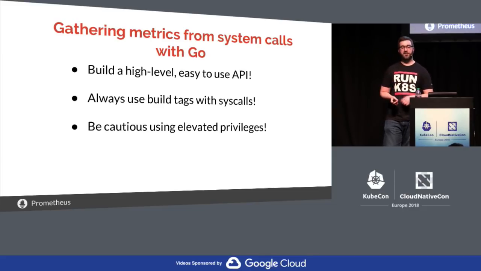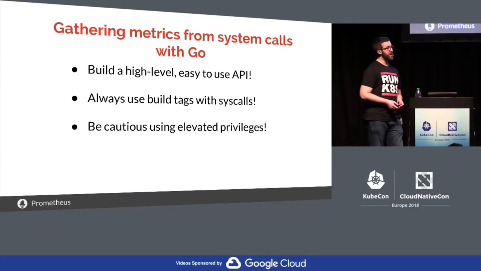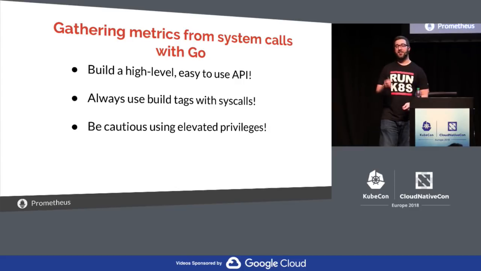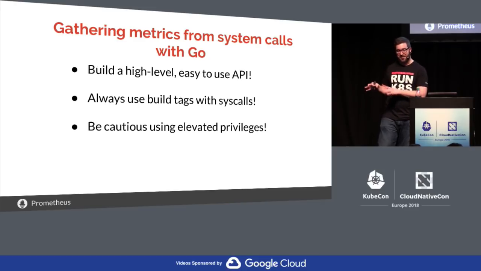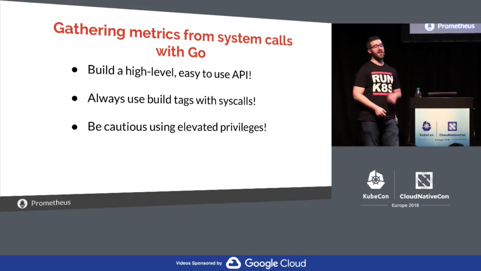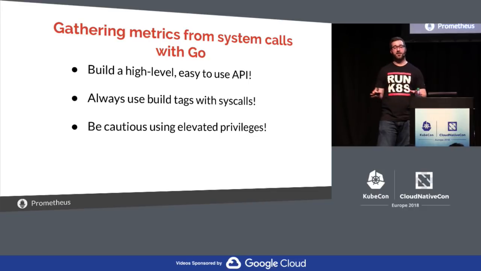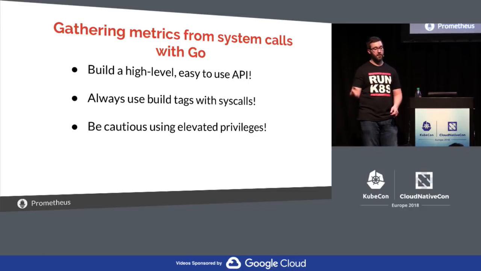If you want to gather metrics with system calls in Go, here are my recommendations. Build a high-level, easy-to-use API. Your caller should not have to care about system calls or pointers or any of that kind of unsafe things. So make sure that you make it as easy to use as possible and take away as much of the complexity as possible from your caller.